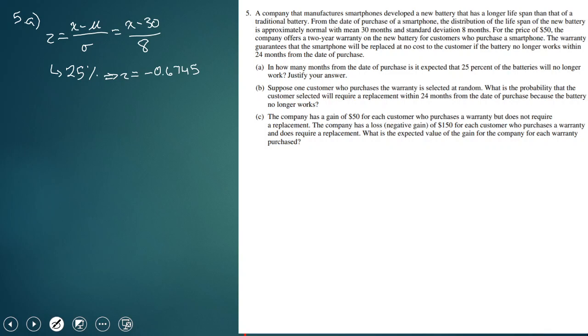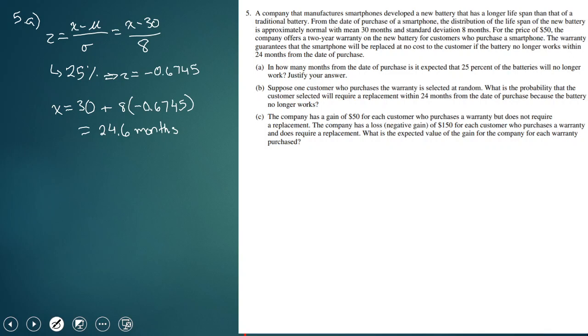So this is just some simple algebraic rearrangement. So we have x is equal to 30 plus 8 times negative 0.6745. So our value becomes 24.6 months. So that was just whether you knew or could find from a z-score table the critical value at the 25th percentile, and then utilize your formula for a z-score.